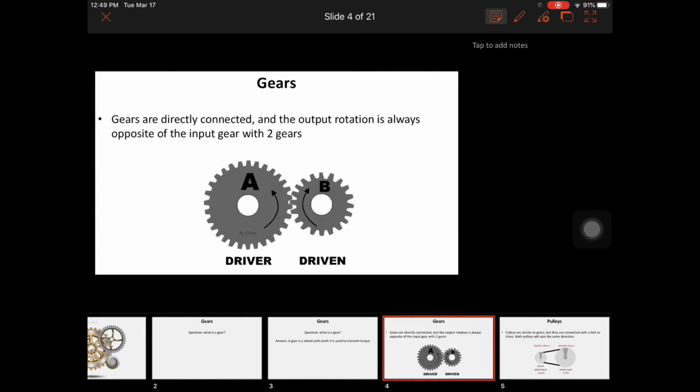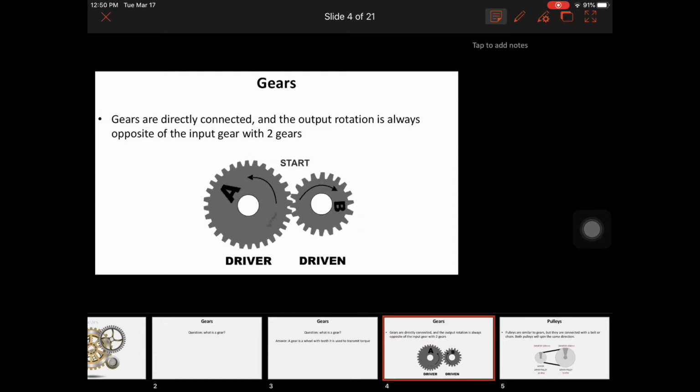When we talk about gears, we need to understand that they are directly connected, and with two gears the output rotation is always opposite of the input gear. What I mean by that is that the driver gear is going to be causing the rotation. So if it is spinning counterclockwise, our driven gear has to spin clockwise. There's no other way to do it. If it changes, that means you've probably stripped these teeth out, and that's bad. That means we have another problem.